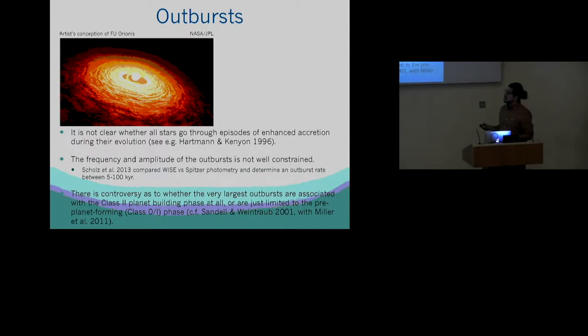And it's not clear that they only selected planet-forming YSOs or class 2 YSOs. They also include younger objects; it's actually biased towards younger objects. We also have some controversy as to whether these very large outbursts happen during the class 2 stage, the planet-forming stage, or if they only happen at the earlier class 0 and class 1 stages.